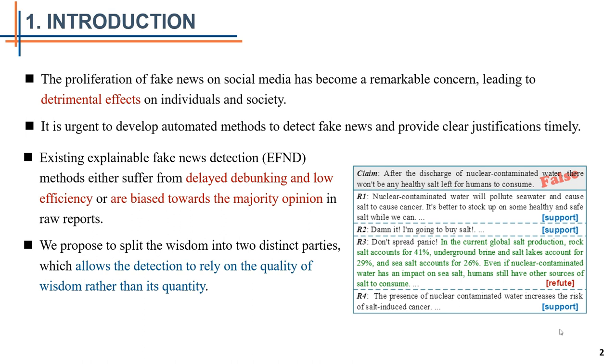Existing explainable fake news detection methods either suffer from debunking delayed and low efficiency or are biased towards the majority opinion in raw reports. To solve these issues, we propose to split the wisdom into two distinct parties, which allows the detection to rely on the quality of wisdom rather than its quantity.